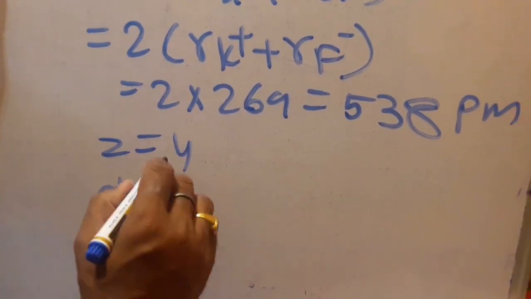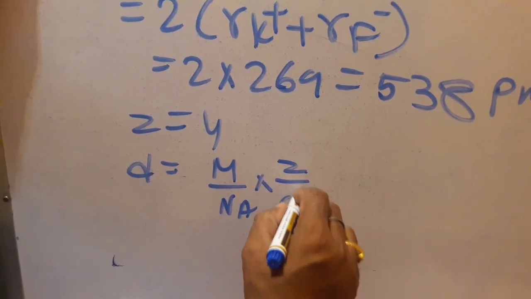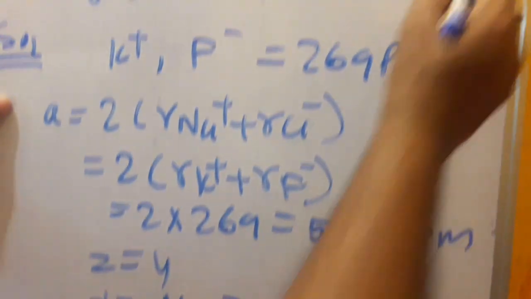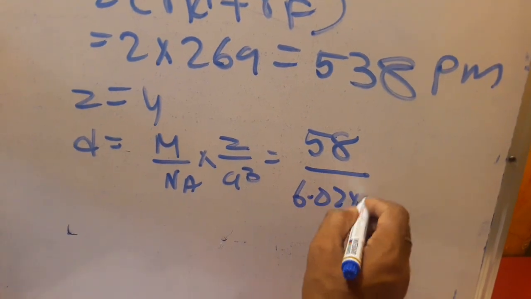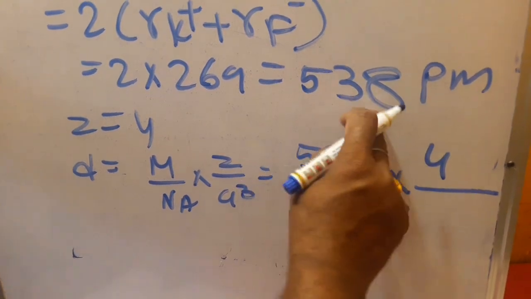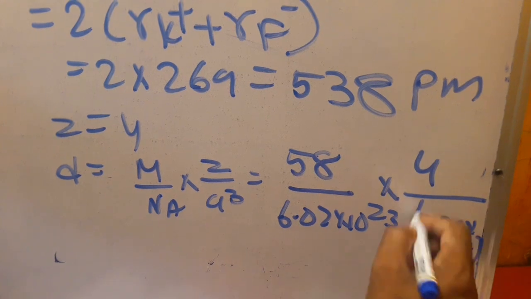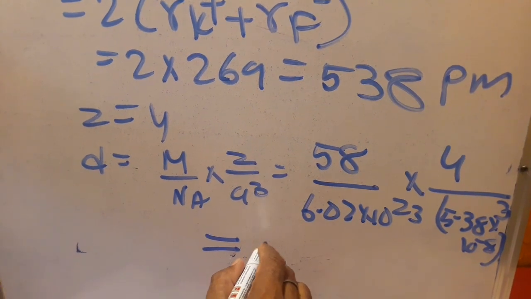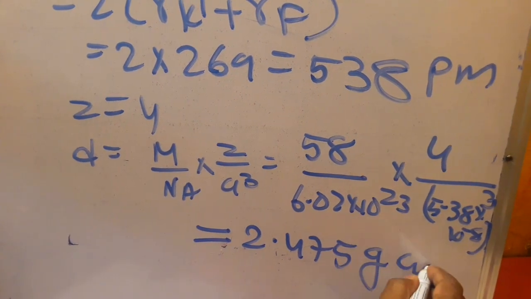So now density is equal to M by Na into Z by a cubed. So it is equal to M is 58, the molecular mass of K plus F minus, 58 by Na, 6.02 into 10 to the power 23, into Z is 4, by a is 538 pm, meaning 5.38 into 10 to the power minus 8 centimeter whole cube. And when we solve it, it will be found to be 2.475 gram per cm cube.